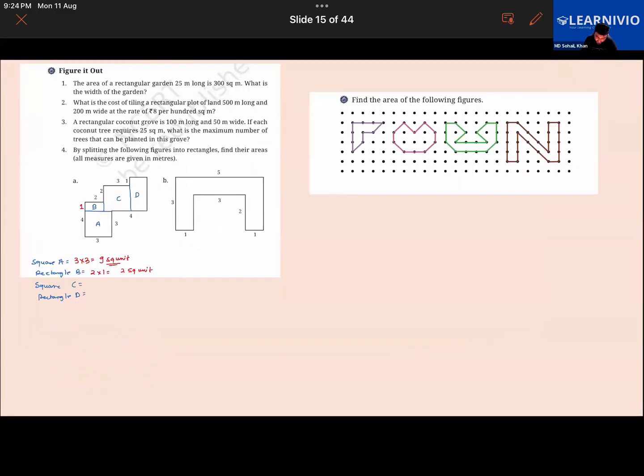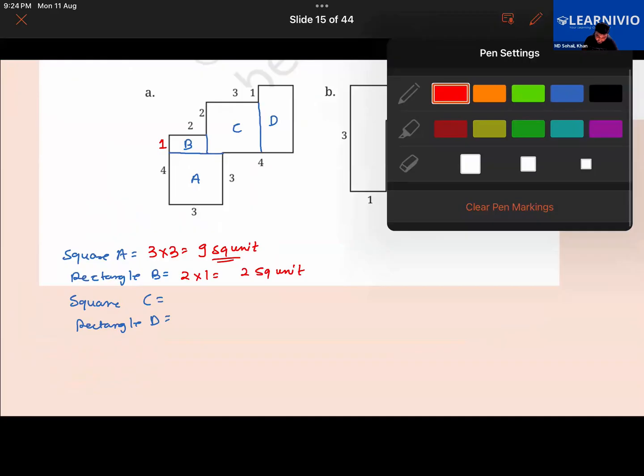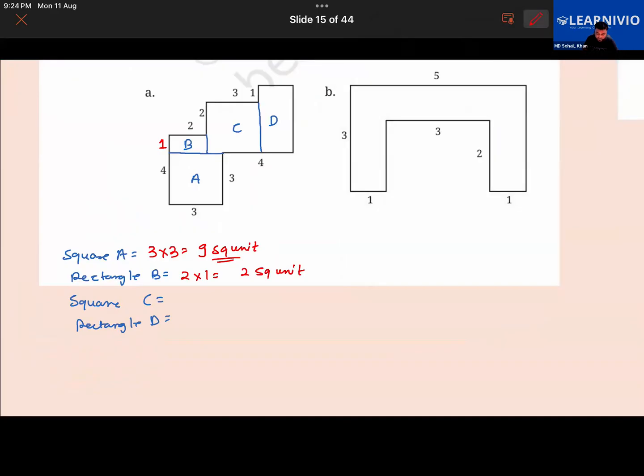Anyways, I will write it at the last. Okay, no issues. Next one about C.